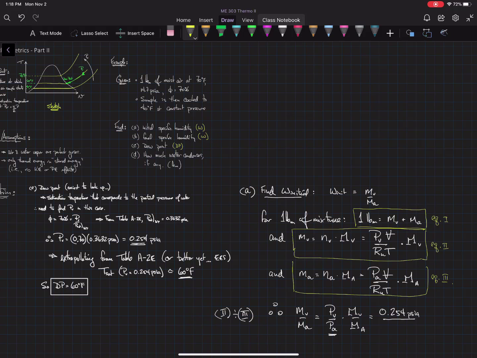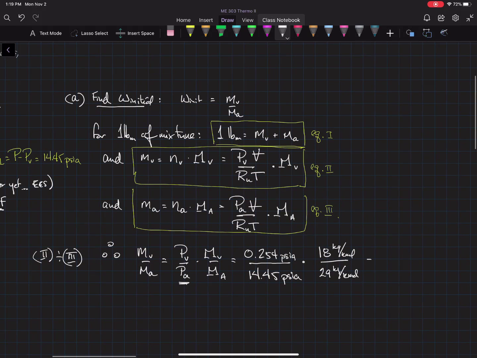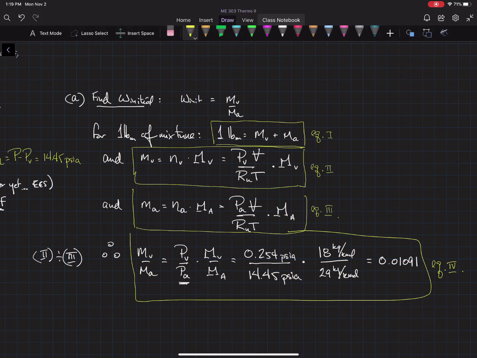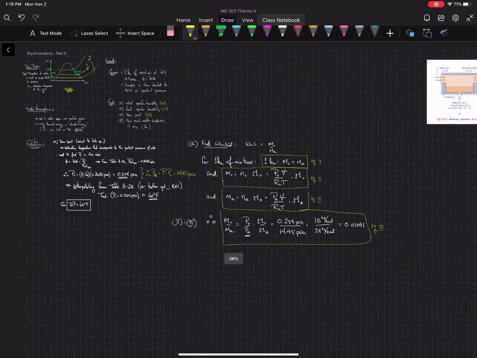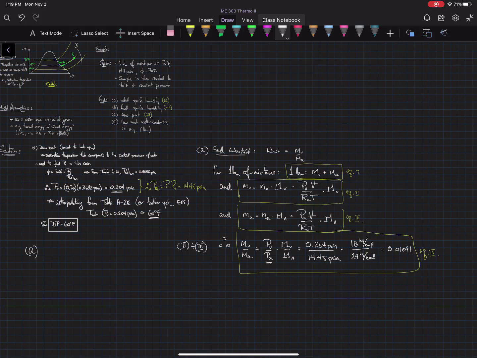So we've already figured out what P_v is, and since we know the total pressure is 14.7, that tells us that the partial pressure of air is simply going to be 14.7 minus that 0.254 psia. Molecular mass of vapor of water is 18, that of air is 29 kilograms per kmol, of course. So now putting all this together gives us a humidity ratio, or specific humidity, of 0.01091. So that's in pound mass of water per pound mass of dry air.